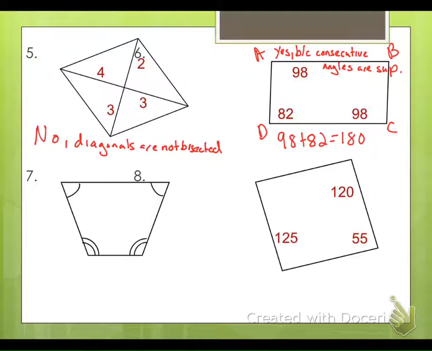Okay, our number 7, we want to see if this is a parallelogram. Do you have 2 pairs of parallel sides? Remember, parallel sides are the 2 sides that go on forever and they'll never touch. If we extended this out, are these going to stay where they don't intersect?